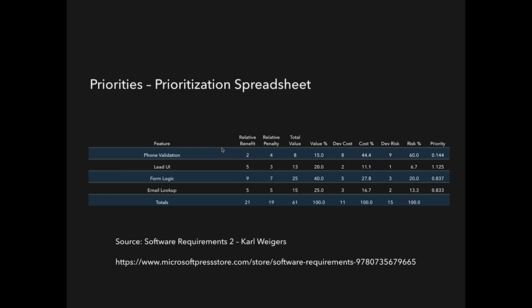So if we look here, our leads UI is actually at a higher priority than the phone validation, mainly because what we're seeing here is that it adds more value to the company. So we want to try to get this feature in place.